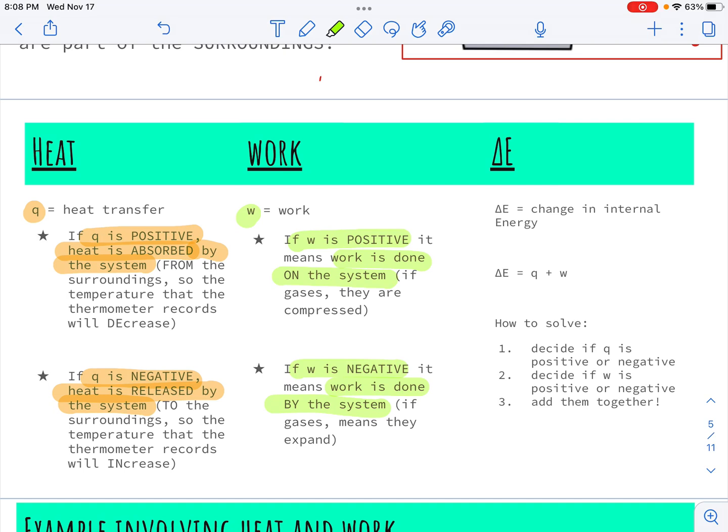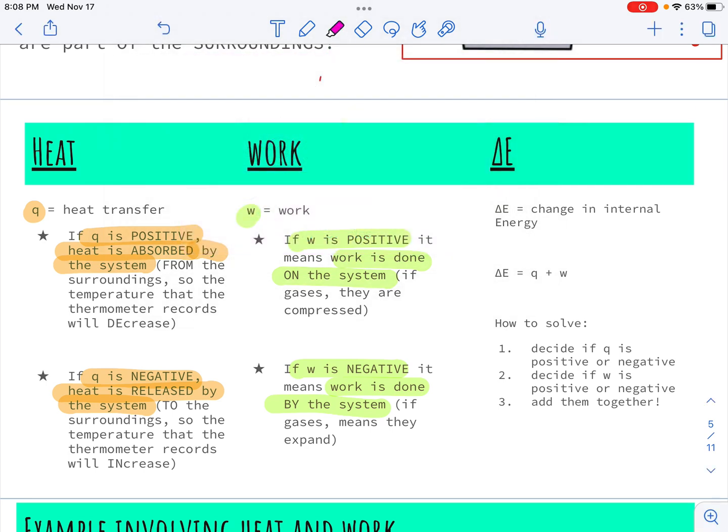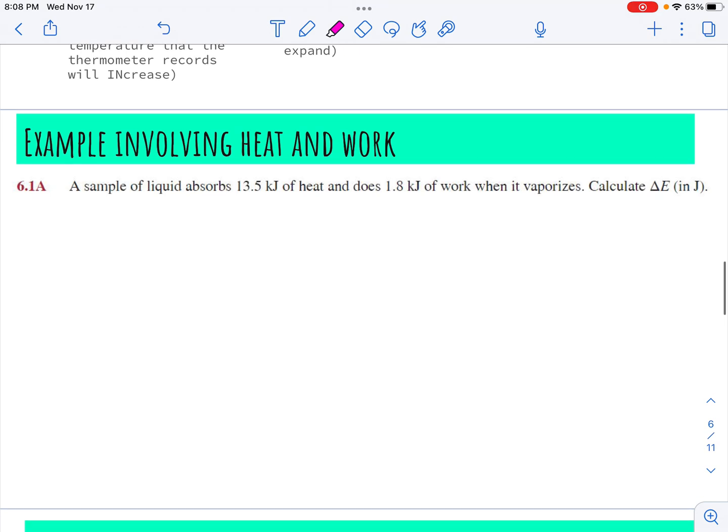And then it's really straightforward and easy to calculate delta E, the total change in energy, because the total change in energy is just equal to the combination of the heat transfer plus the work transfer. So the way that you do this is you decide if q is positive or negative, then you decide if w is positive or negative, and then you add them together. I'm going to do a quick example for you, and we'll do a few of these in class so that you can see the vocabulary.